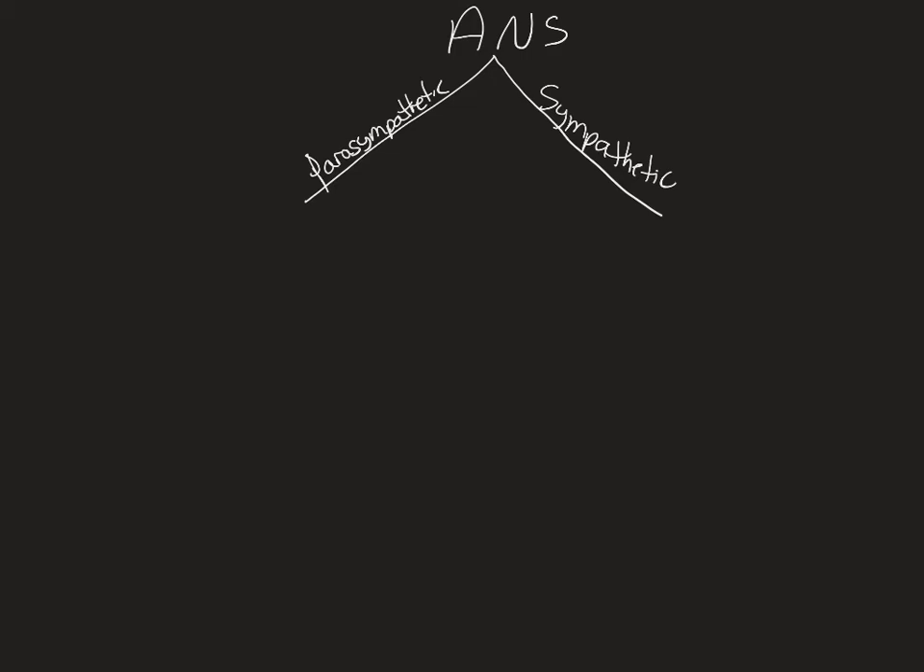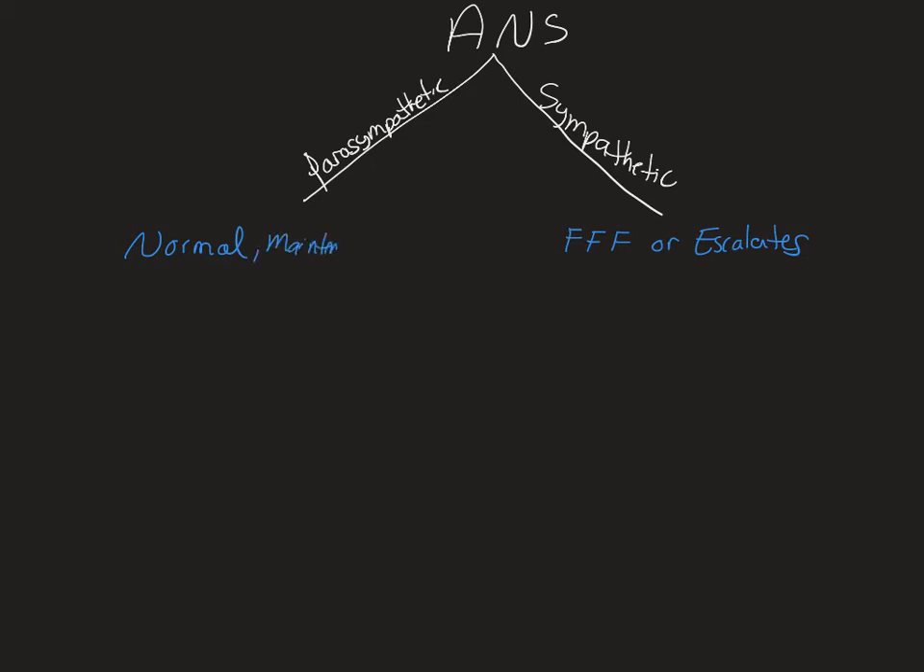So in terms of effect, the way I keep the two straight is I think of parasympathetic as your normal, everyday stuff, and I think of sympathetic as either fight, flight, freeze, or the escalator. All right, it escalates things, okay? So normal, maintenance, chill, everything's good, tranquilo, all good, all right? You're going to conserve energy over here as well, okay?